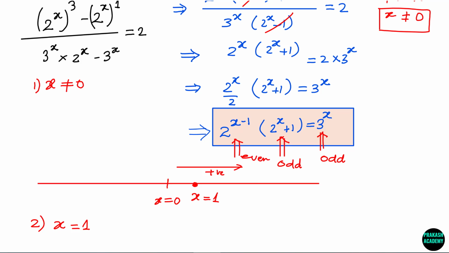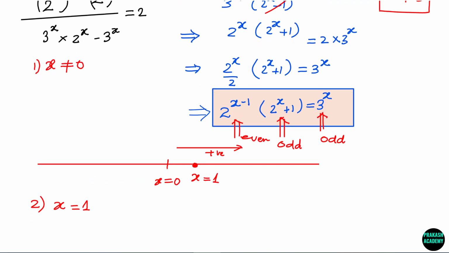So now see x equal to 1, will this satisfy this equation? So let us check. If we put x equal to 1, 2 raised to the power 1 minus 1 times 2 raised to the power 1 plus 1, which is equal to 3 raised to the power 1. Basically, this is 2 to the power 0, that is 1, and this is 2 plus 1, which is indeed equal to 3. This means this satisfies this equation. This means x equal to 1 is a solution.